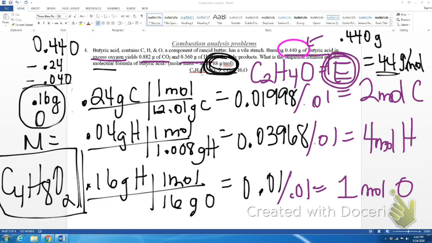So hopefully you can refer back to this video and follow through the steps to finish the rest of this worksheet. Okay, and that is all for combustion analysis.